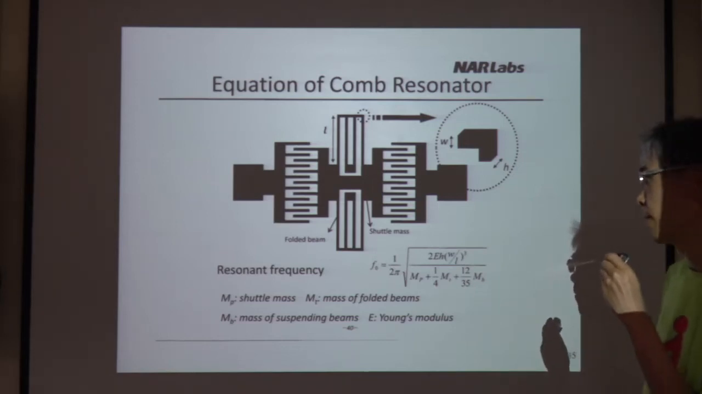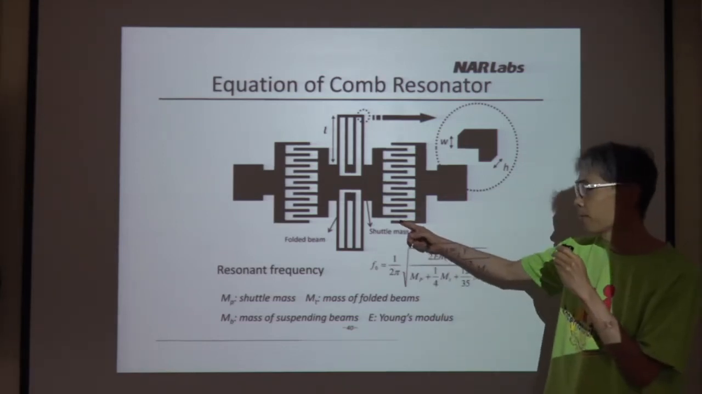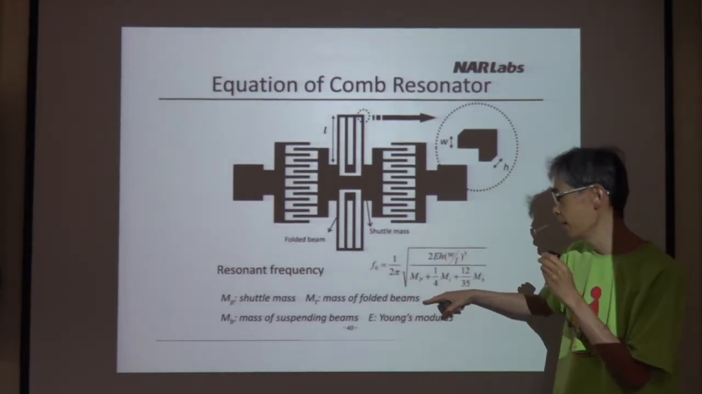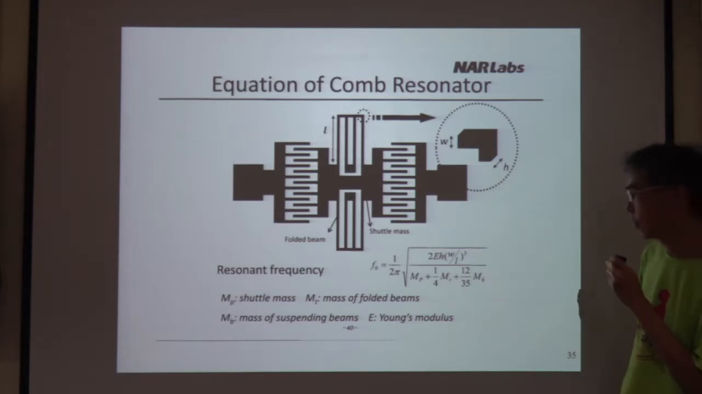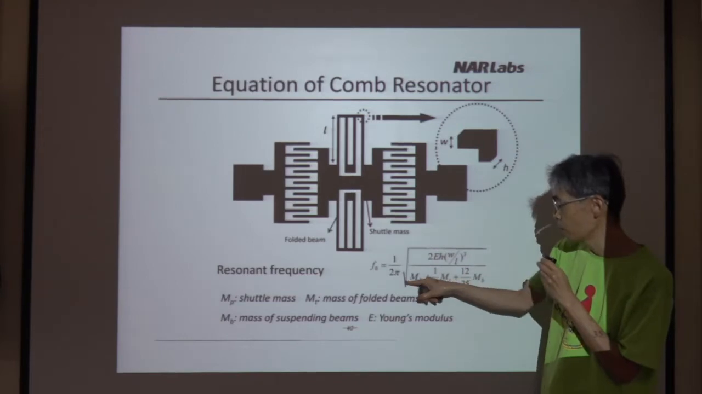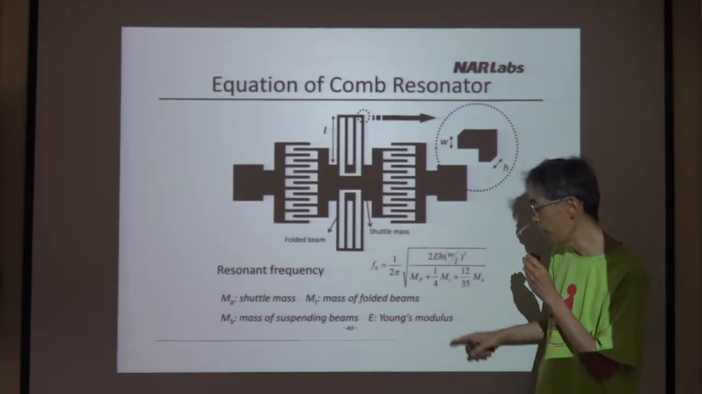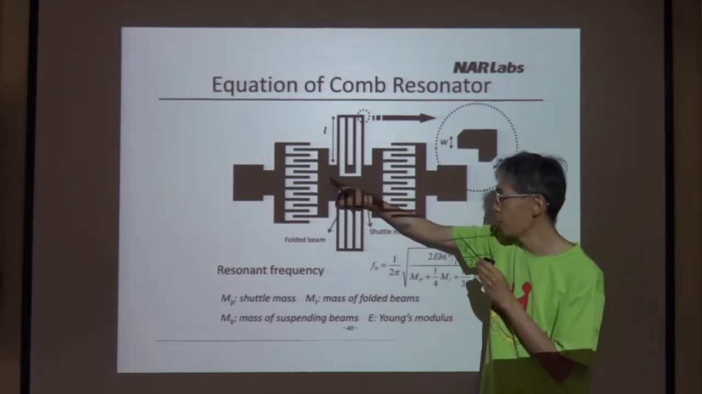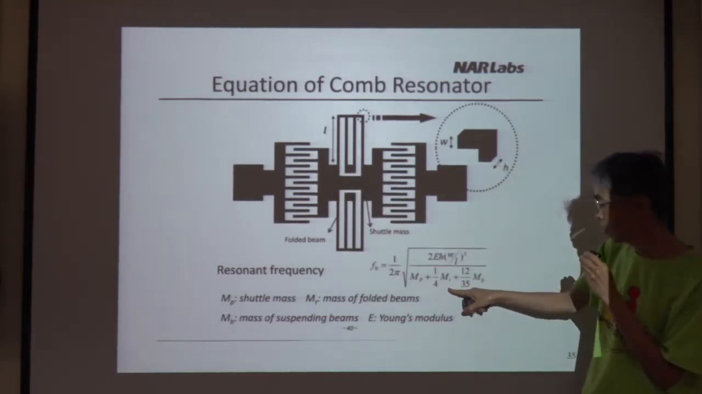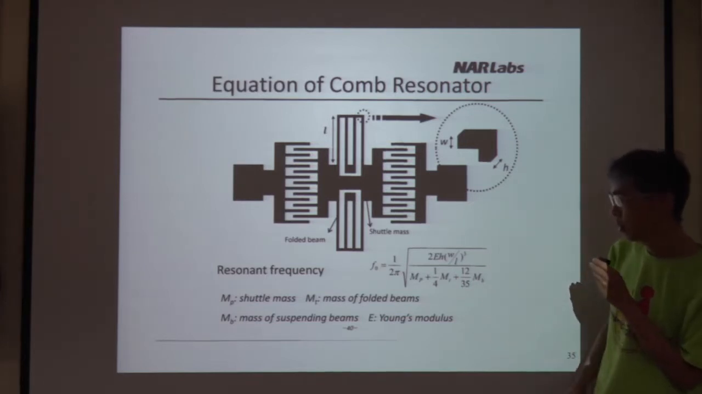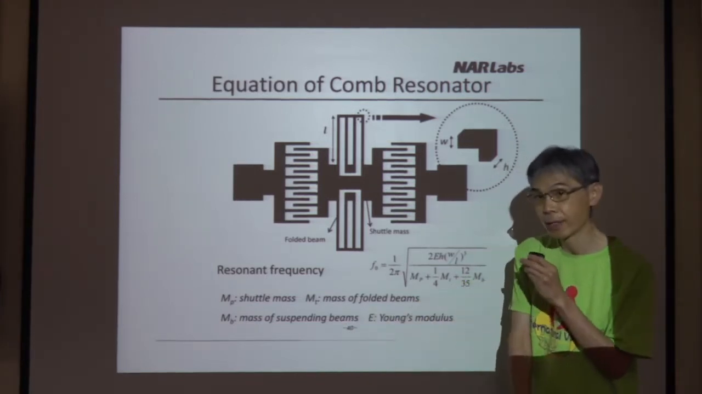Yes. So this is a comb drive. Then the resonance frequency can be calculated by this equation. Remember, it should be the square root of K over M. But the M here, MP, is the shuttle mass, plus 1 over 4 MT plus 12 over 35 MB. So MB is the beam mass.